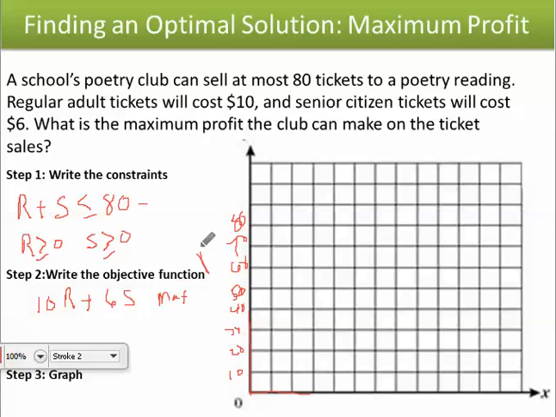We're going to call this one regular tickets going this way, and this one senior tickets this way. So we want to solve this one for r. So I'm just going to solve this one for the variable r. And what we'll get is that r is less than or equal to negative s plus 80. Right? So that means we're going to start at the point 80 here, and for every senior ticket we sell, we can't sell a regular ticket, so it's going to be a one-to-one slope. It's just going to go like this.